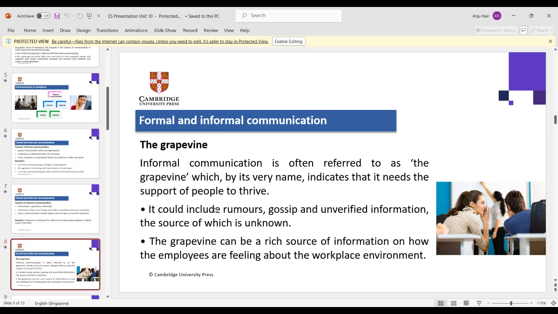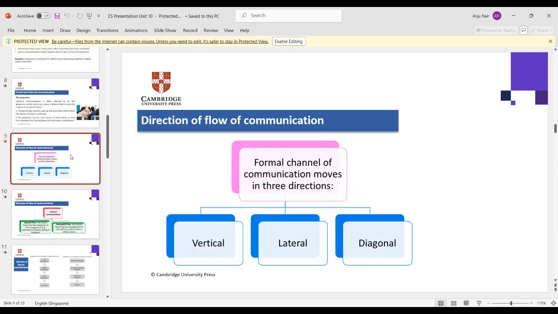As I told you, the most informal method of communication which exists in an organization is grapevine communication. One example is rumor, the other example is gossip. There is maybe no structure or format for this kind of communication, and there is no way to control it unless the person controls himself or herself. It includes rumors, gossips, and unverified information, where nobody knows the source. It is regarded as a rich source of information for employees, but at the same time you should be very careful in accepting rumors in the workplace.